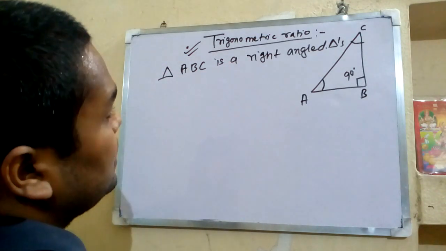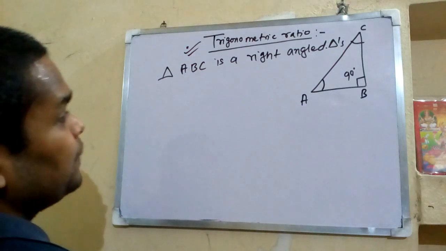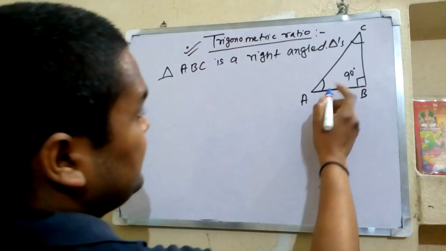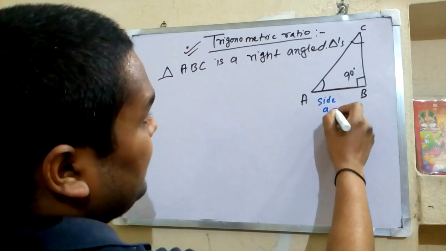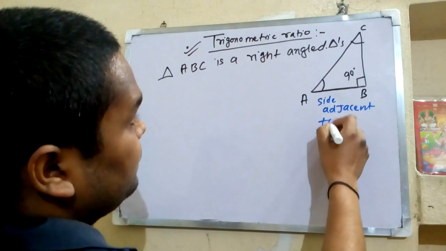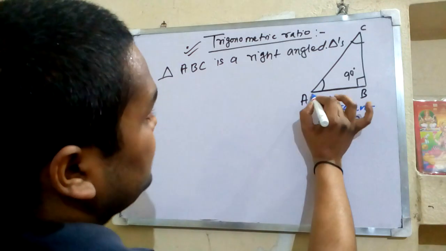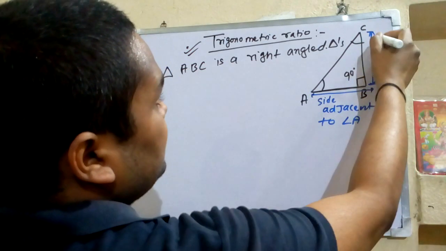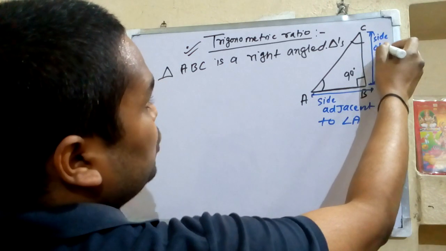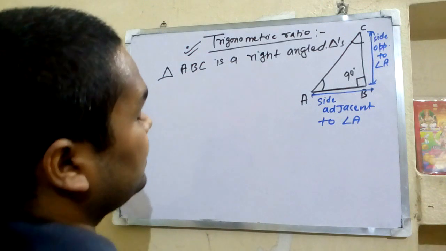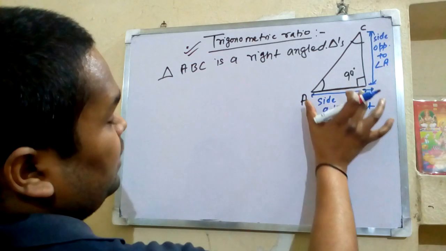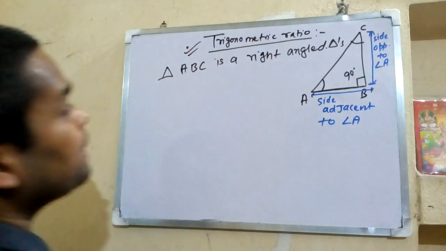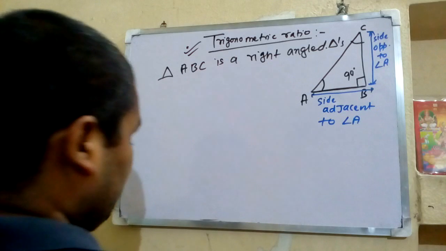My dear student, now we find out the trigonometric ratios. This side AB is the side adjacent to angle A, and this one, BC, is the side opposite to angle A. Now we find the ratios.